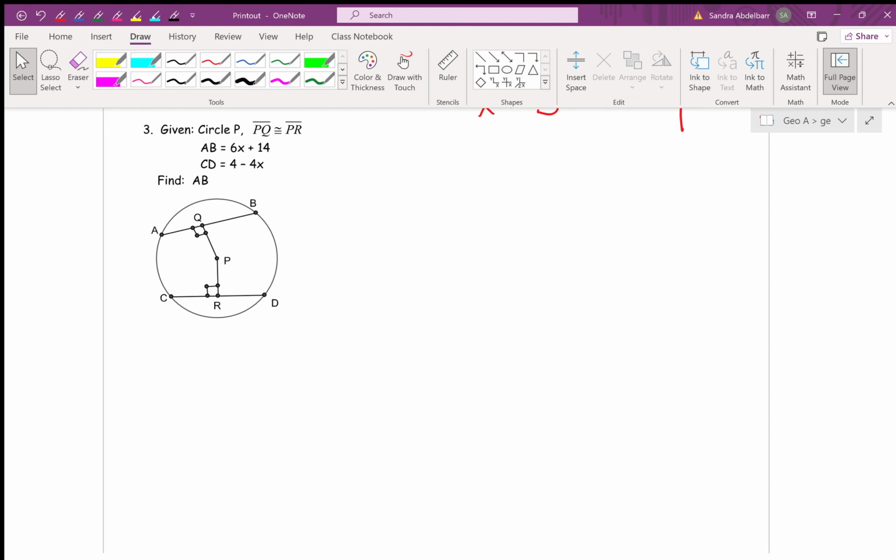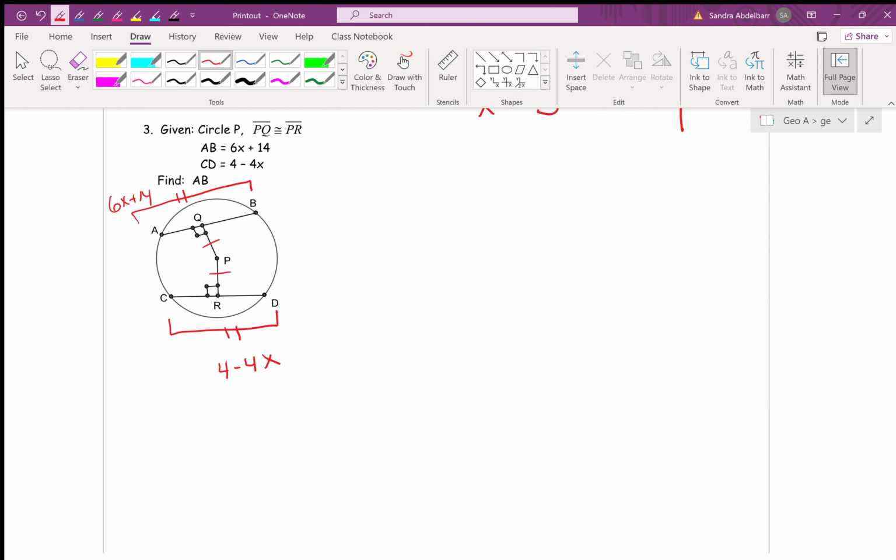All right, what should you have done here? So here they're telling us that PQ and PR are congruent. So if the perpendiculars from the center are congruent, you need to conclude that the chords are congruent. And then we have that AB is 6x plus 14 and CD is 4 minus 4x. We want to find AB.